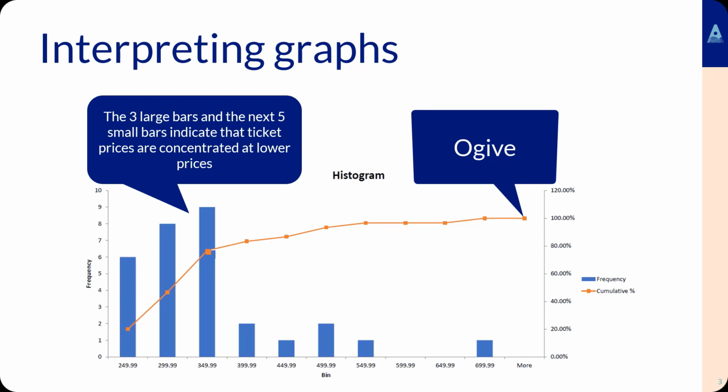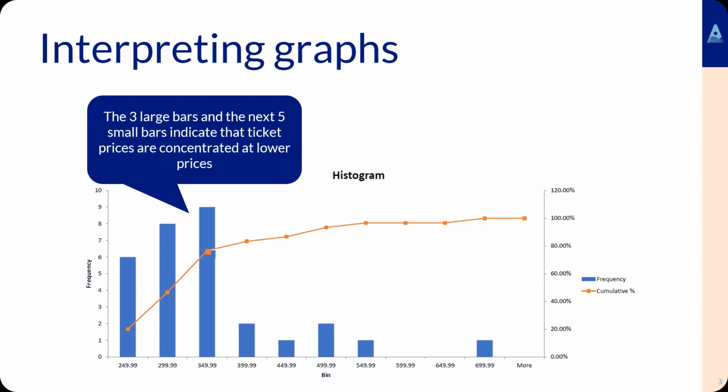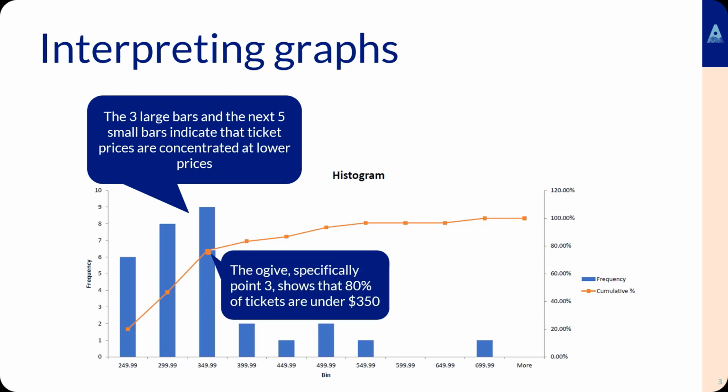So we can interpret this, and it gives us a very clear representation. The first thing that stands out from the chart is that the 3 large bars and the next 5 lower bars indicate that ticket prices are concentrated at lower prices. So most of the tickets are sold at ticket prices below 399. And the ogive, specifically at point 3, shows that this block of 3 high columns at the left makes up 80% of tickets. So 80% of tickets are under the 350 mark. So these 2 points stand out quickly from a chart.